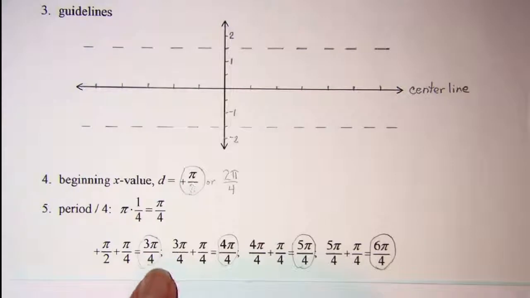Then take that 3 pi over 4 and add another pi over 4 to that, and we get 4 pi over 4. Take that value and add another pi over 4 to get 5 pi over 4. And then take that value and add another pi over 4 to get 6 pi over 4. All of these fractions have 4 in the denominator, so I'm going to label my notches on my x-axis as fourths.